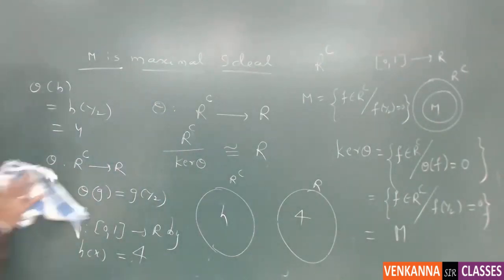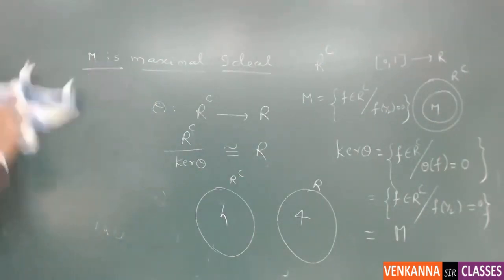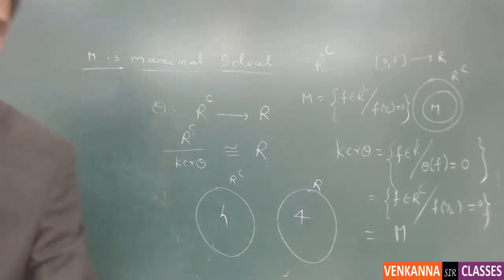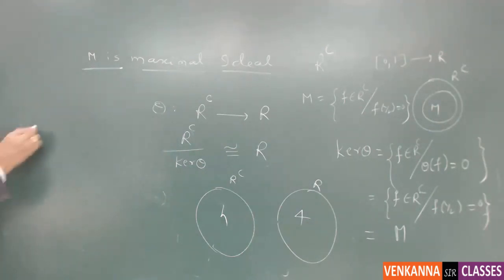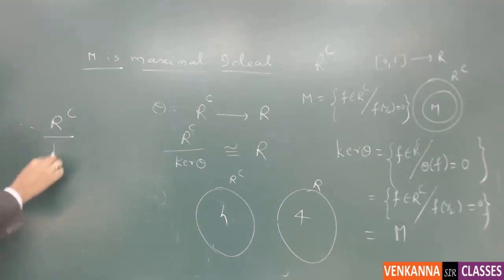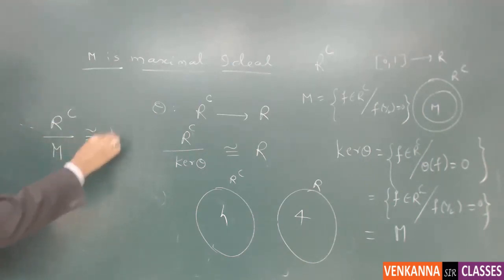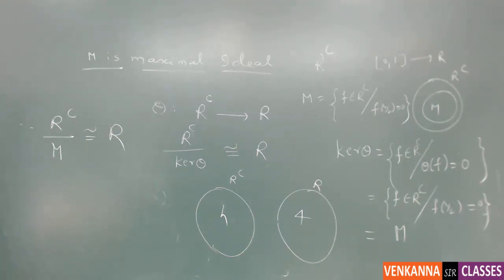So here we can say that R^C by M is isomorphic to R. Clear? Any questions you can ask? Please tell. Any questions for anybody?